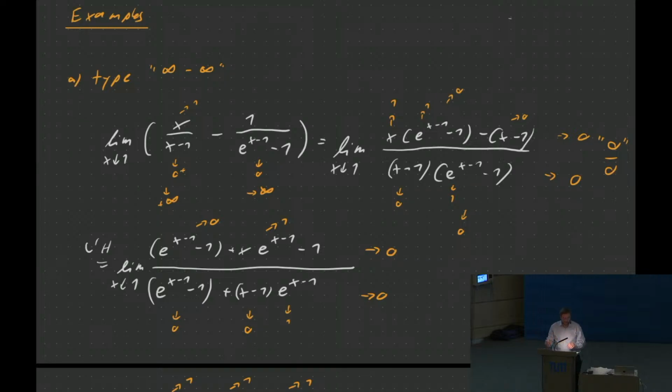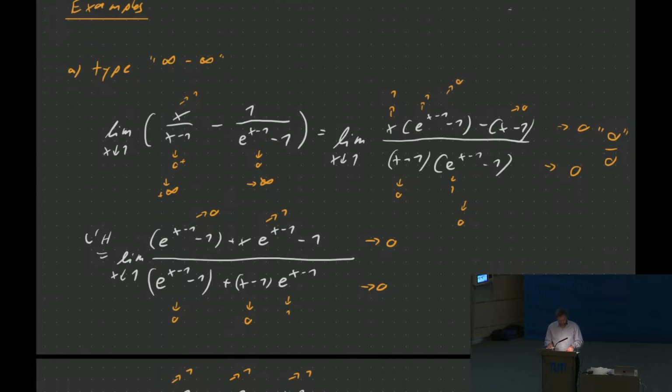And here are some examples for certain types. One possible type is of this form. You have an expression that goes to infinity minus another expression that also goes to infinity. Consider something like this here. In this example, x tends to 1 from above, so here we have a one-sided limit.